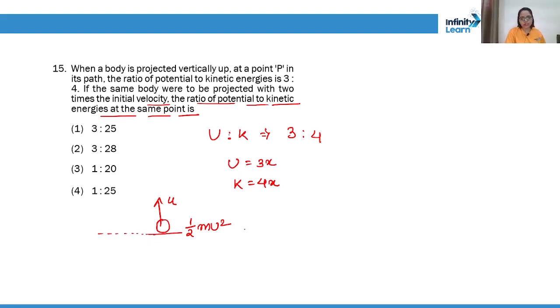So potential energy can be taken as 0. So this is the total mechanical energy of the system, which is 7x. Right? You can conserve the mechanical energy since no non-conservative force is there. So basically, half mu square is equal to 7x. Now, you are increasing the velocity of the particle by 2.